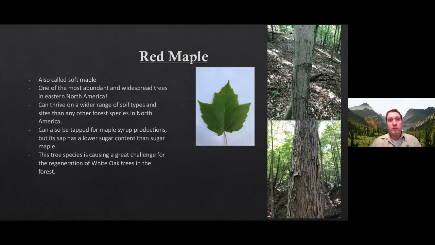Now, market trends tend to show that the maple market, and particularly the soft maple market, fluctuates the most of about any other lumber market out there, because there are different fluctuations in the demand for red maple or soft maple products. And red maple can also be tapped for maple syrup, but the sap itself has a lower sugar content, which means you're going to have to boil a lot more sap to get your maple syrup.